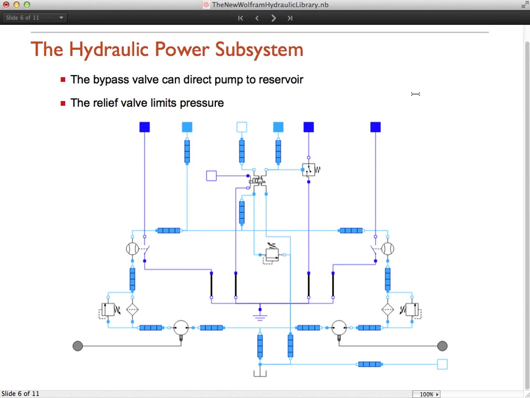This diagram view shows the hydraulic power subsystem, which is designed to provide pressurized fluid to the flaps and landing gears. The white and light blue boxes are hydraulic connectors. The dark blue ones are electrical connectors, and the gray circles are rotational mechanical connectors. By using and building on the ready-to-use components in the hydraulic library, all the hydraulic components have built-in parameters that control their health. For example, leaking pipe, healthy pipe, and pipe with an obstruction.